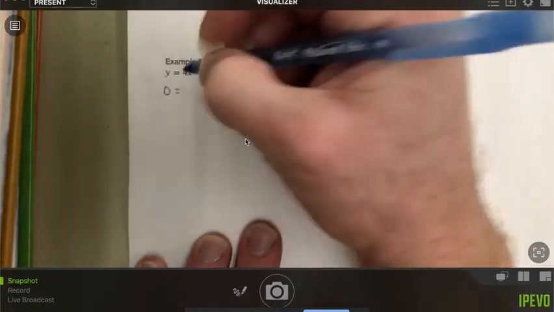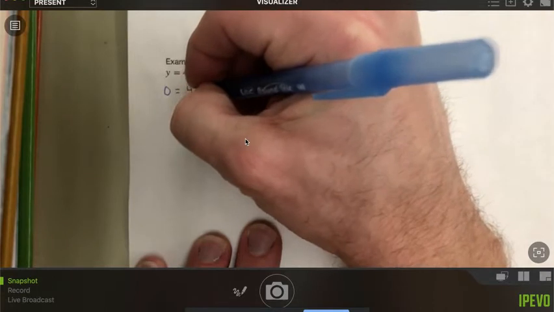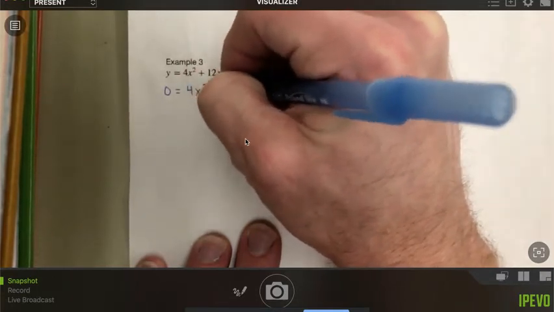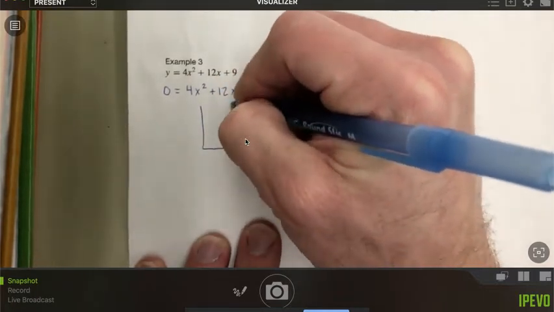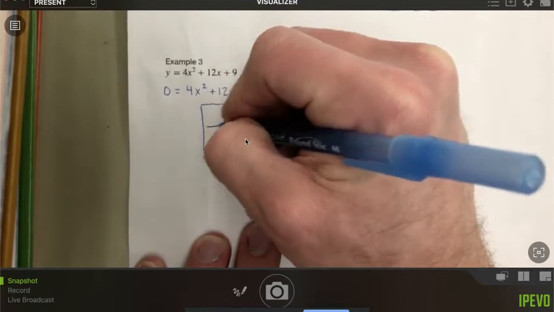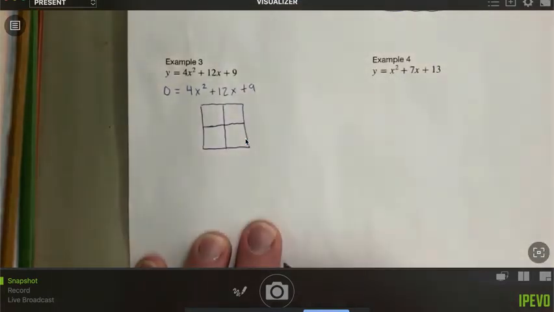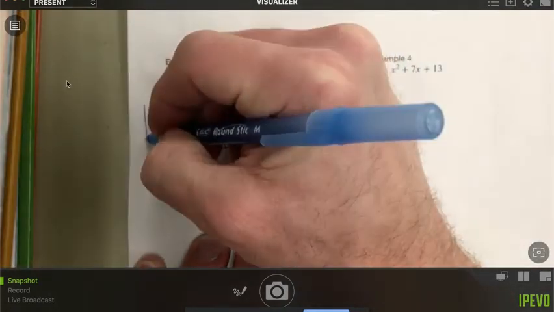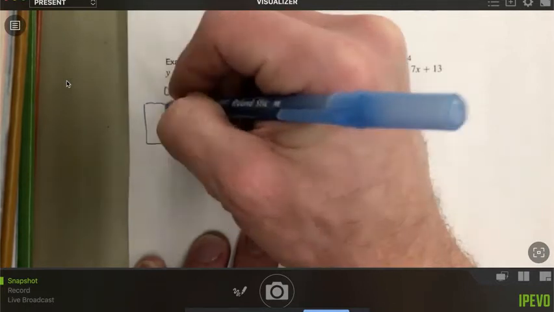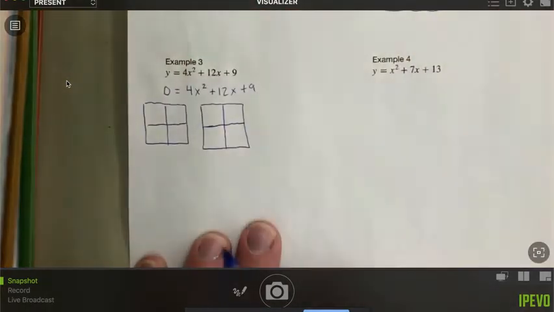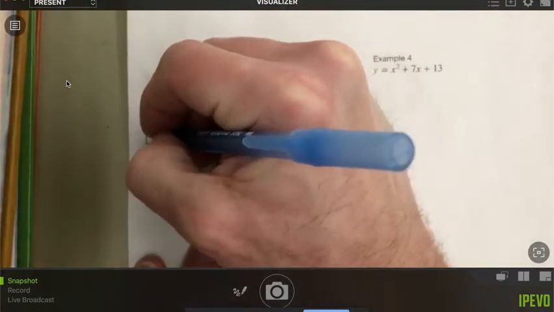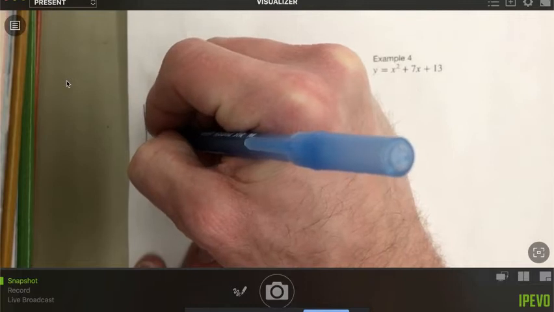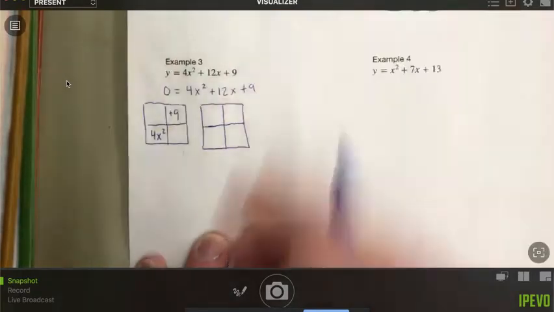So I'm still going to make my y value 0, but sadly, there's nothing I can do to make this easier. So I'm going to have to go with a box. All right. So the other difficulty about this one, actually I'm going to make 2 boxes. I'm going to test one I know is wrong, and then I'm going to test one I know is right. So first off, I know that this, instead of just being an x squared, it needs to be a 4x squared. And this needs to be a positive 9.